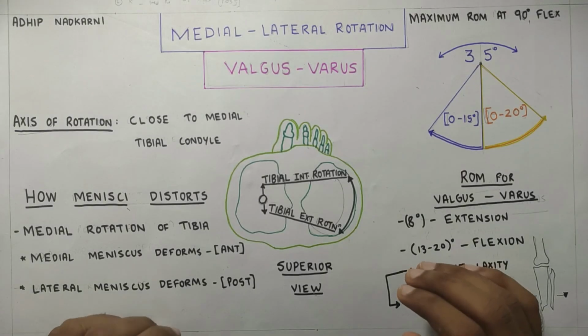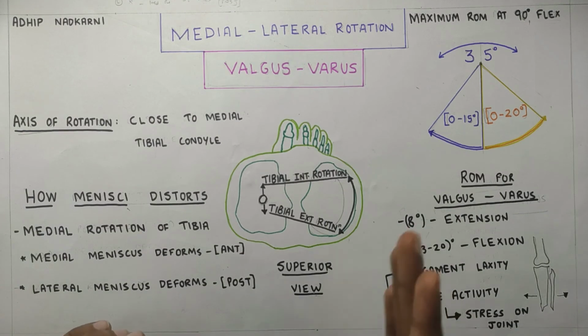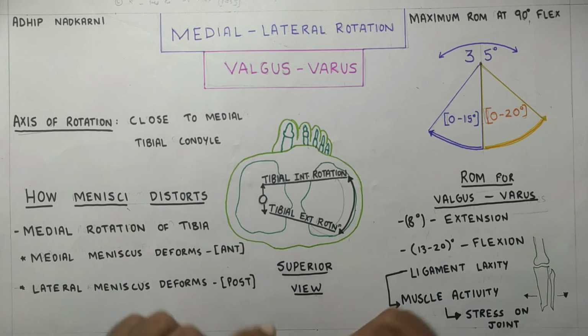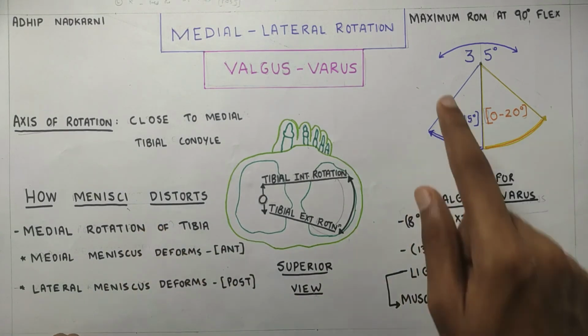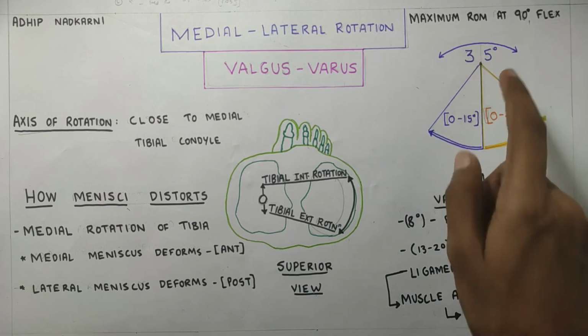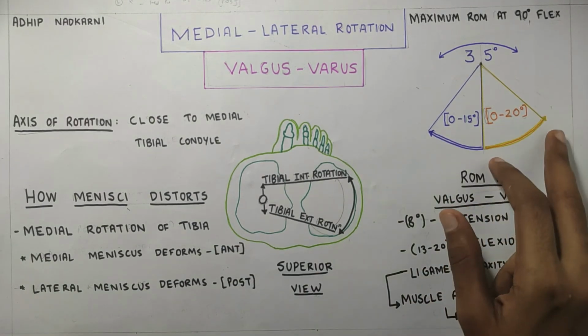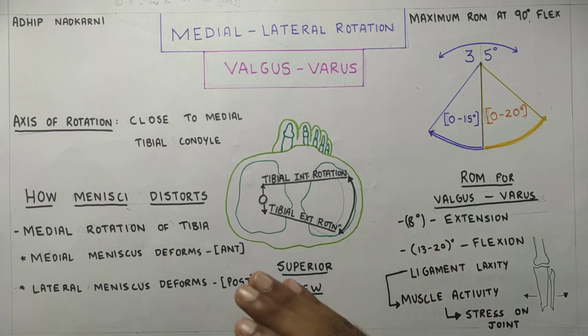Now let's summarize. We talked about the axis of rotation, that is on the medial side. Then we saw how the tibia rotates and its effect on the meniscus, how it distorts. Then we also covered the range of motion, that is 35 degrees, with lateral having a higher range of motion. And then we also talked about valgus and varus movement and how extension gives lesser range in valgus varus movements compared to flexion, and also the ligament laxity which can precipitate stress in the knee joint due to excessive muscle activity.